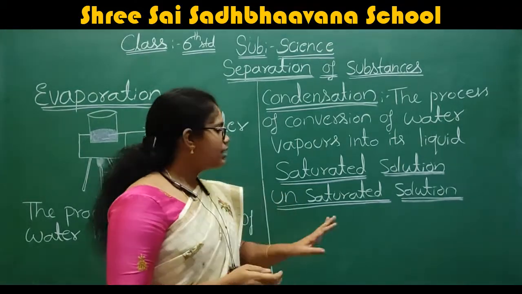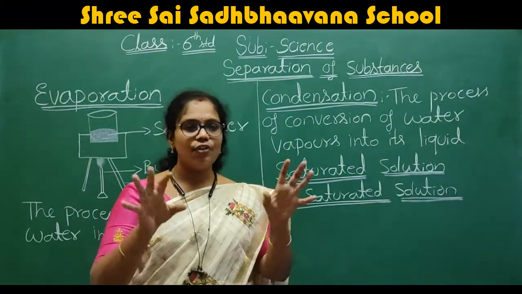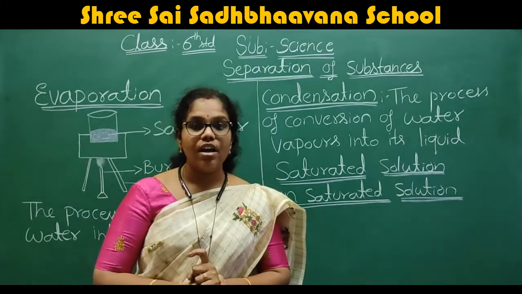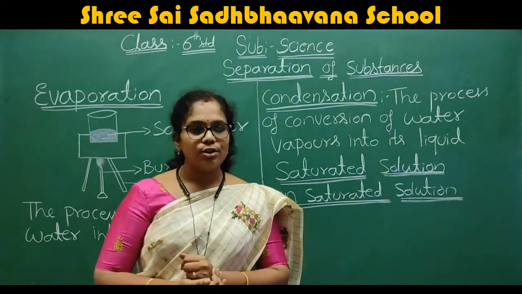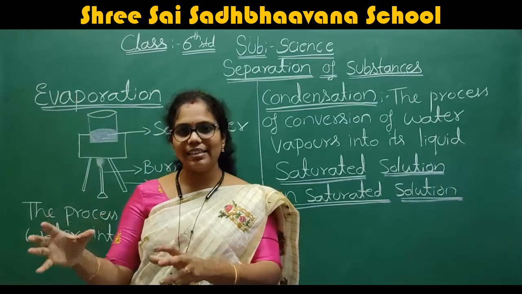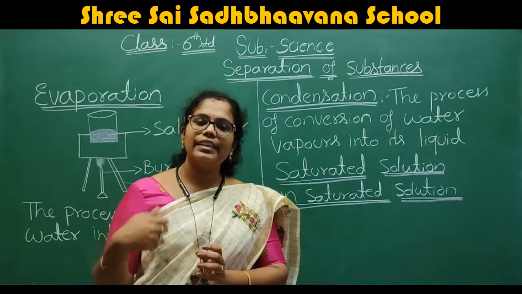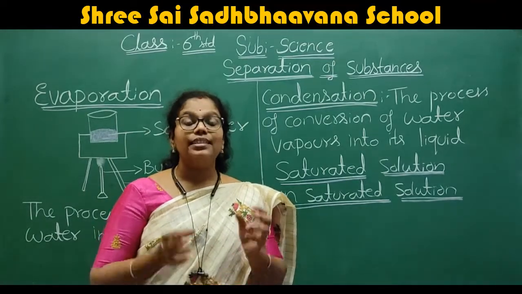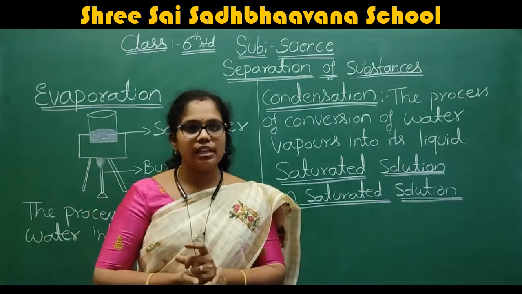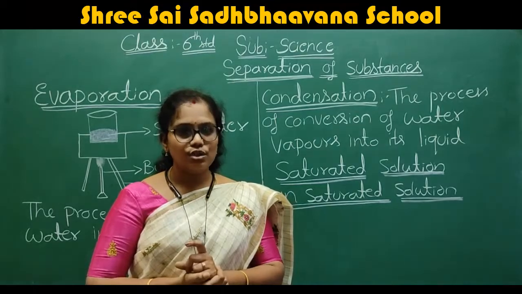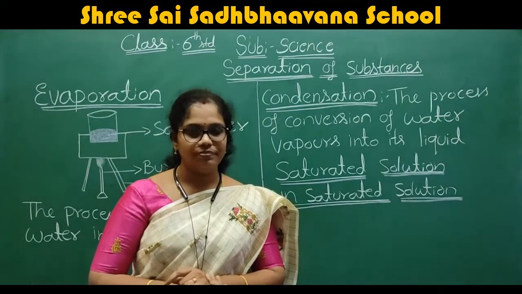Understood? Then what is an unsaturated solution? After you reach that saturated level, when you heat the solution, it exceeds the saturation level. Again, if you add sugar to that solution, it starts dissolving. When we heat that water, it goes on dissolving the solute. That solution we call an unsaturated solution, and that level is known as unsaturation.